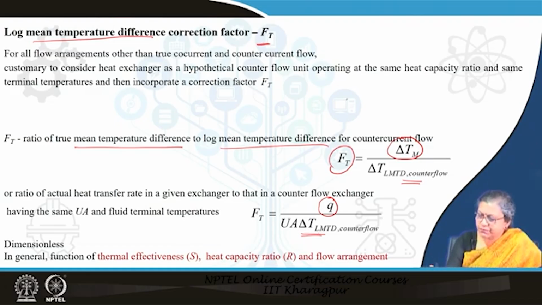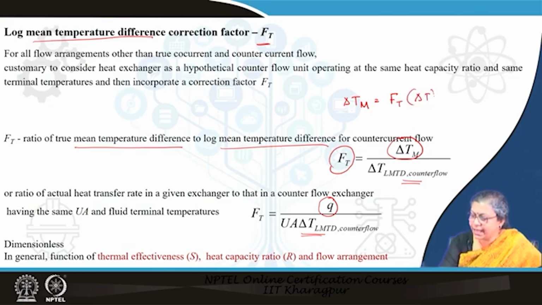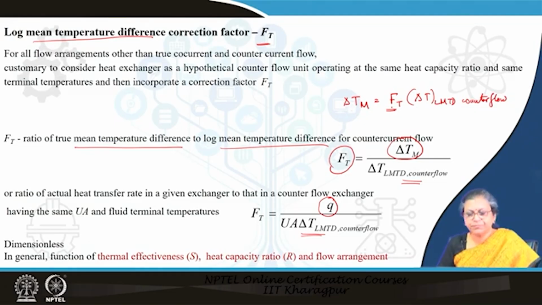So in that case, our delta T effective is nothing but your delta T LMTD, mind it, this LMTD is for counter flow, multiplied by the correction factor. This is just a dimensionless parameter, and it is quite evident that since it is multiplied with the counter flow LMTD, FT always has to be less than 1. And so if there are ways by which FT can be found out, then multiplying that with delta T LMTD counter flow, you can find out delta T M.